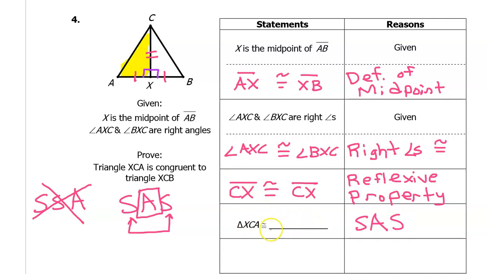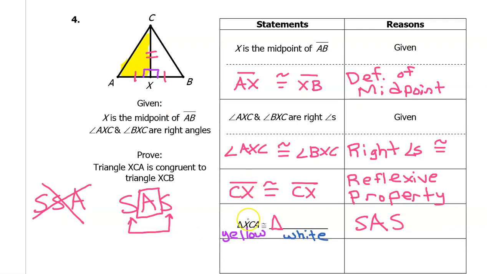Now we can make the congruence statement. Triangle XCA is congruent to triangle what? Let's be careful. Triangle XCA is the yellow triangle. All right, so they're giving us the yellow triangle, and we are being asked to fill in the white triangle. So keep that in the back of your mind.